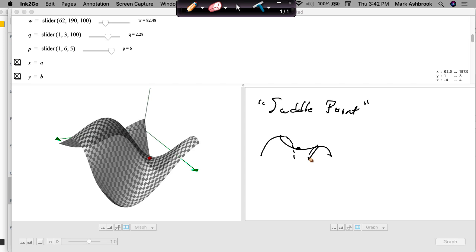So here's the easiest way to draw it. It's kind of like that. In this direction, minimum, but in this direction, max. So here, like you guys said, the first partials will both be 0, but it's not a max. It's neither a max nor a min, because in one direction you can go down, and in another direction you can head up.